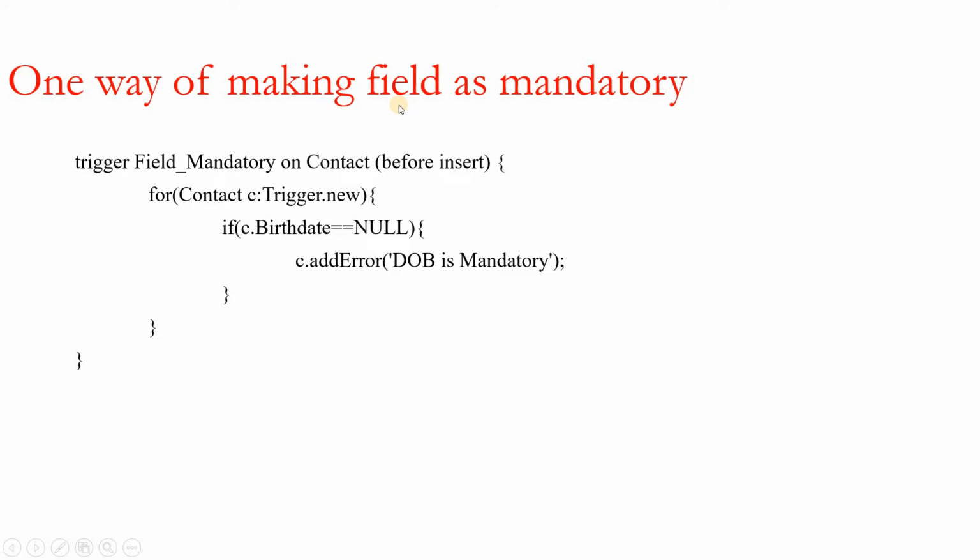So basically, we can make a field mandatory in different ways. One is while creating the field in the normal way or by using the schema builder. So while creating the field, that's the first one. The second one is using a validation rule, using a page layout, using triggers, using an Apex class, using Visualforce. So these are the ways in which you can make a field mandatory.